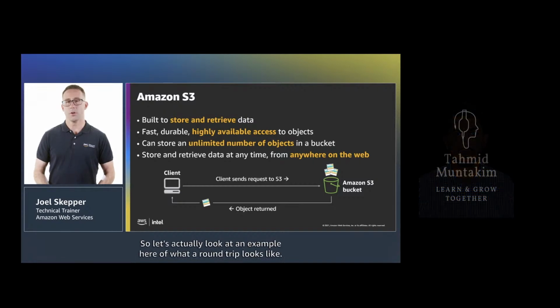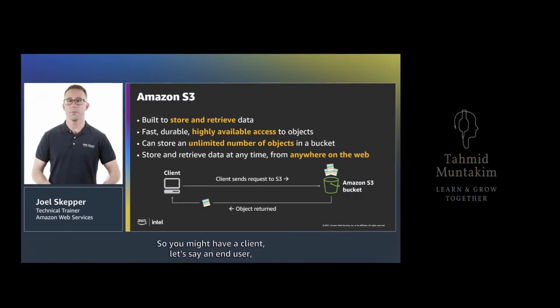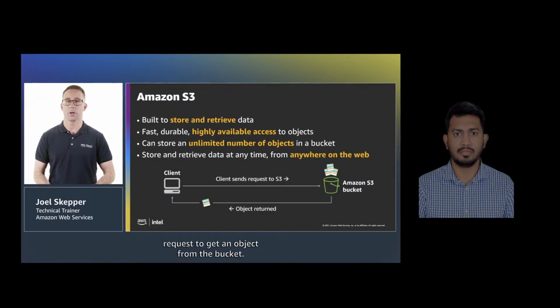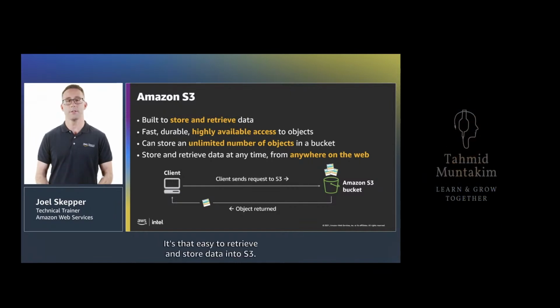So let's actually look at an example here of what a round trip looks like. You might have a client, let's say an end user through a web browser or web interface, or potentially an application that is looking to get or retrieve data from S3. The client will send through an HTTPS request to get an object from the bucket. The S3 service then sends the object back to the client. It's that easy to retrieve and store data into S3.